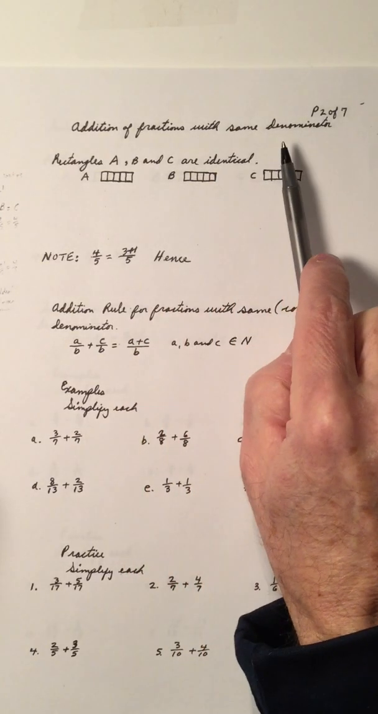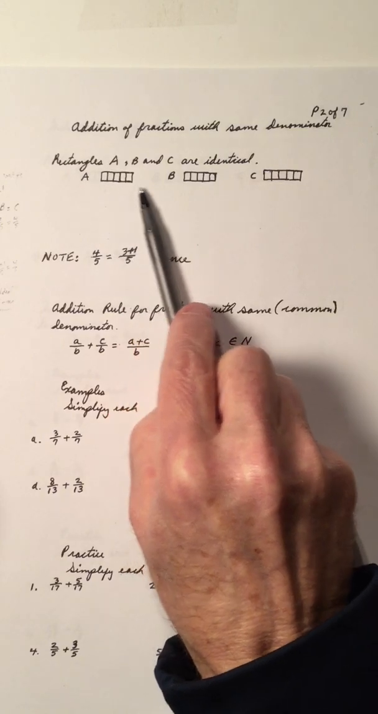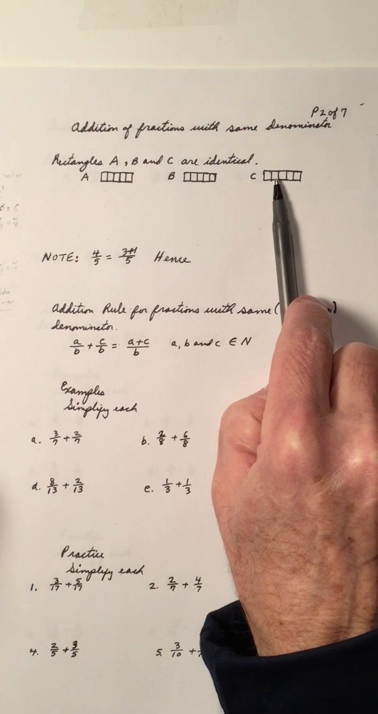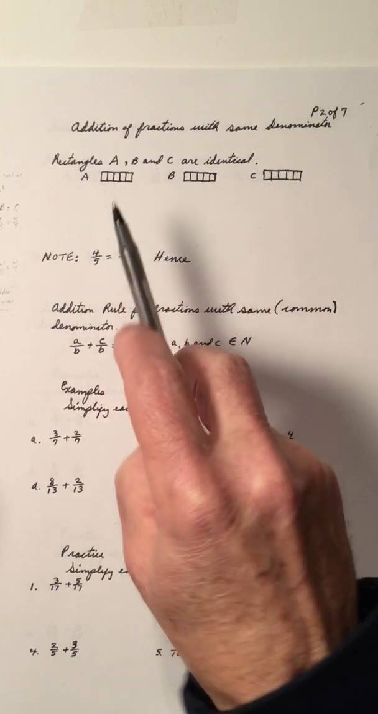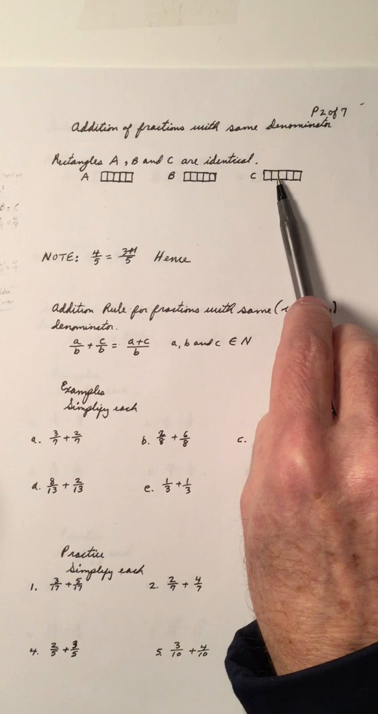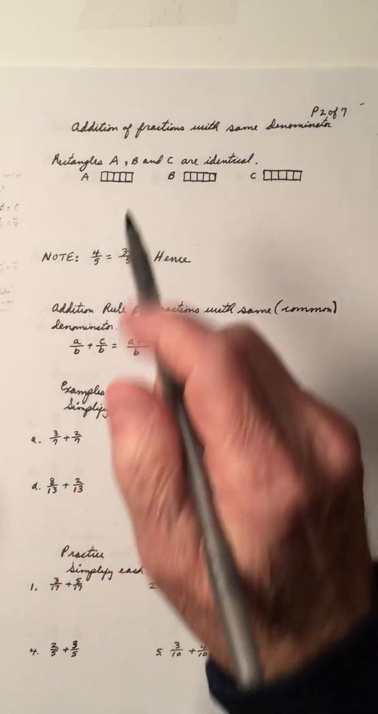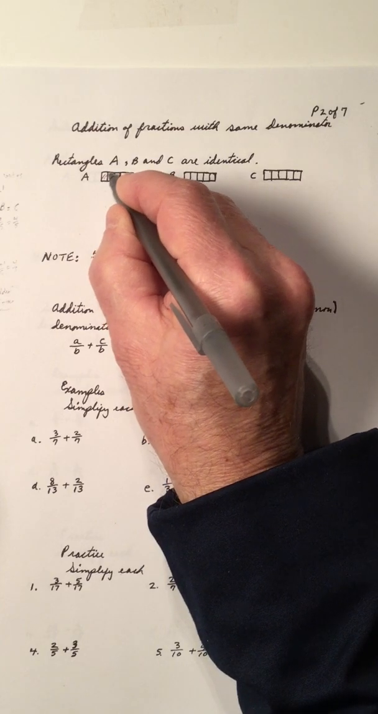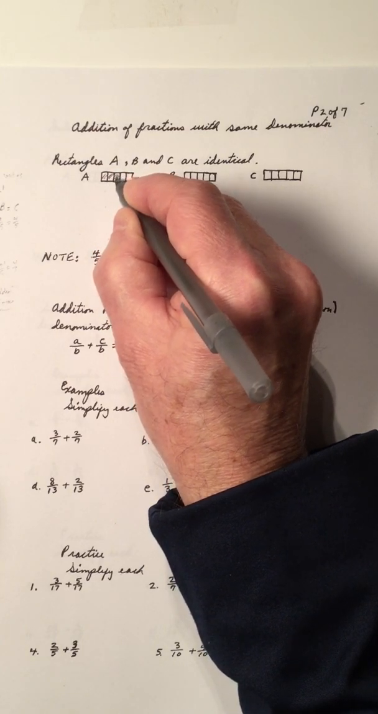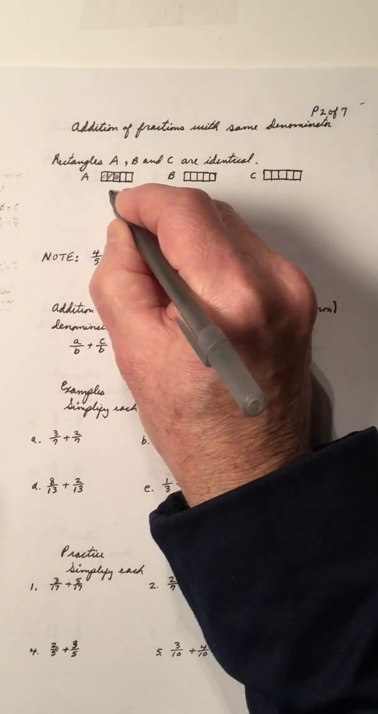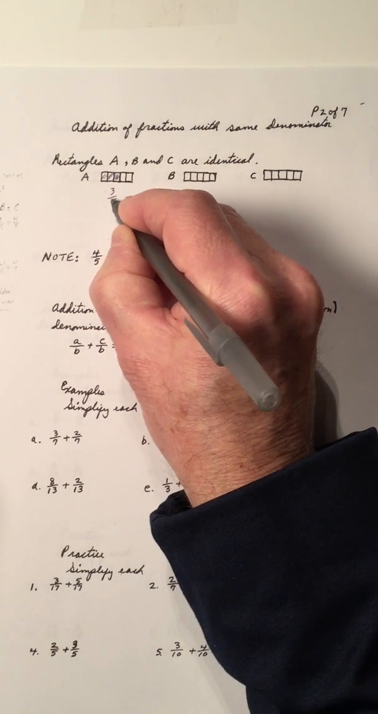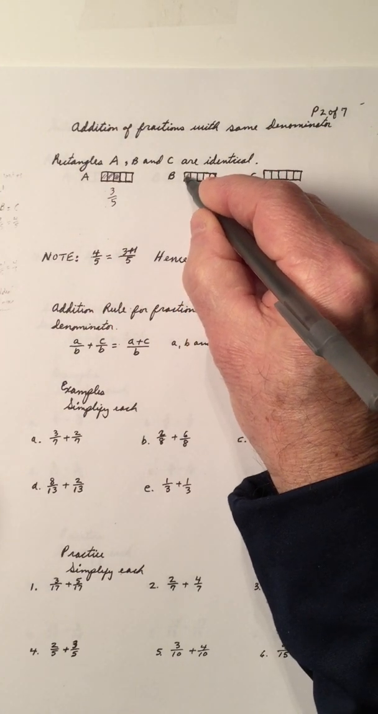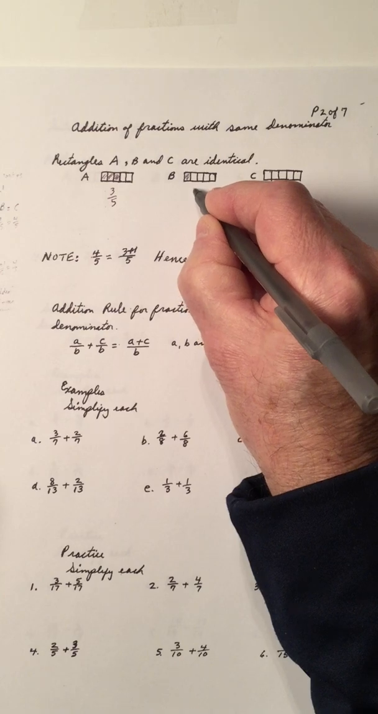Adding fractions with the same denominator. Let's look at the three rectangles I have drawn here. These rectangles are identical. Notice that I have 5 spaces, blocks in each. So if I take A and shade in 3 of the 5 parts, that's 3 out of 5, which is 3/5. If I take B and shade in 1 part of the 5, that's 1/5.